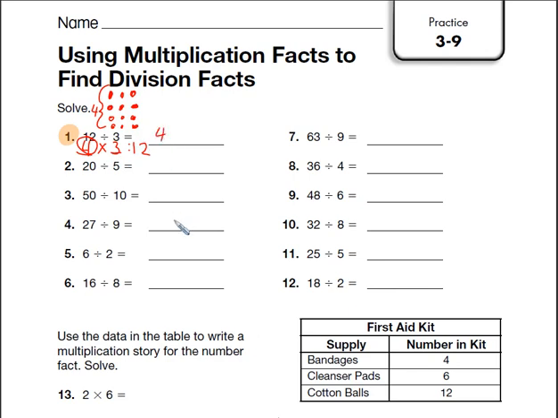Let me do one more for you, and then I'll set you loose on your homework. The next one here, we'll just skip over to number 7, and that is 63 divided by 9. If we do the inverse, which is multiply, then we know that, because we're using our fact family knowledge, 9 times something is going to have to equal 63. Now, if you use your 9's knowledge, there's a few different ways you can do this problem.